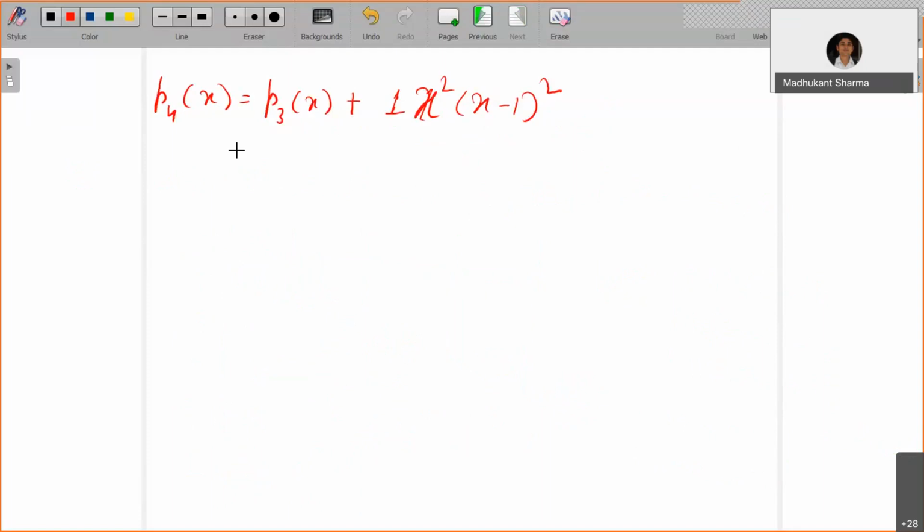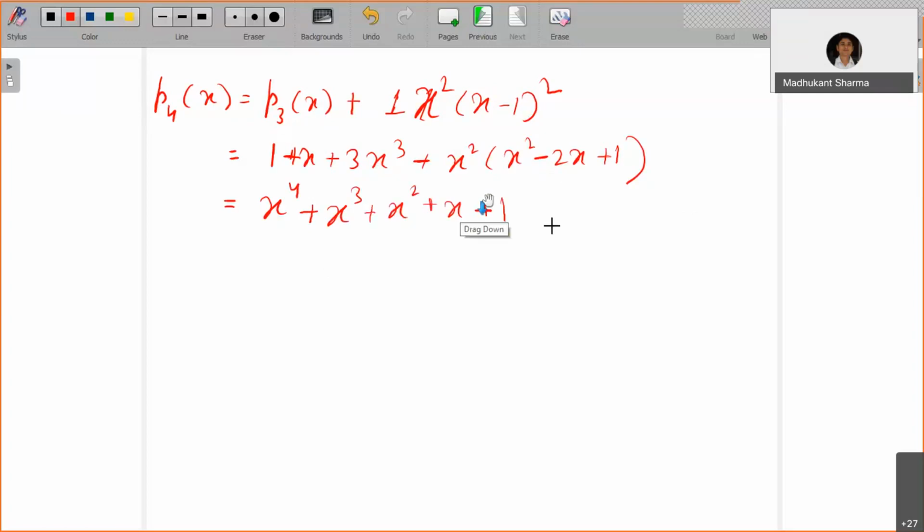And if you simplify it, p3 of x is 1 plus x plus 3x cube. And this is going to be x square into x square minus 2x plus 1. And if you simplify it, it is x to the 4, minus 2x cubed plus 3x cubed, so plus x cubed plus x square plus x plus 1. And you are getting back the function itself. So this is about the cubic Hermite interpolating polynomial.